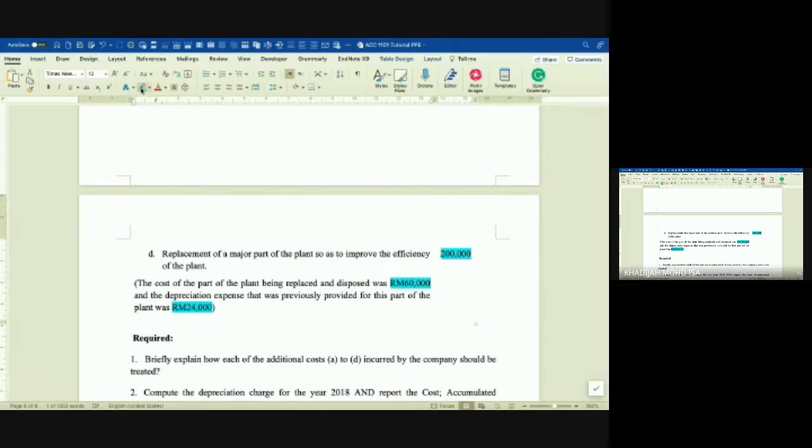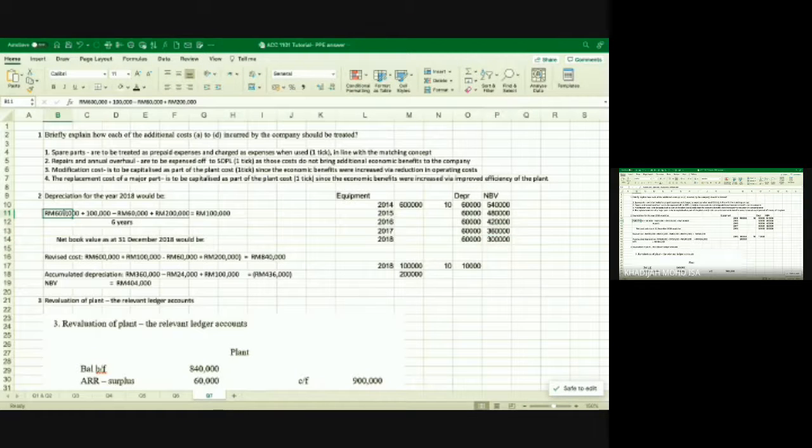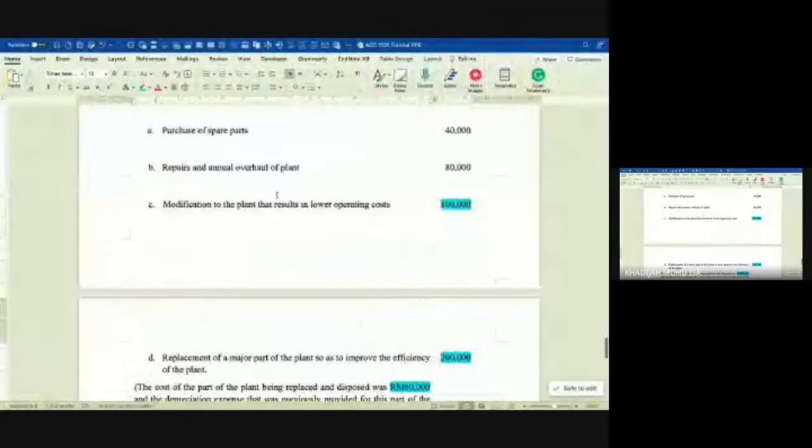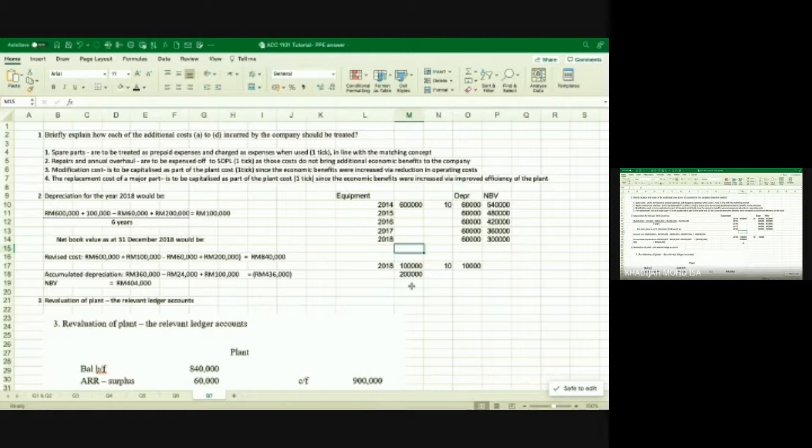Alright, so maknanya sekarang macam ni je. Kalau I lah, buat macam ni je lah. Campur the new cost, 600,000 plus 100,000, the 100,000 ni kan, modification minus disposal of 60,000 plus 200,000, betul lah ni. Lepas tu you ada minus, I tulis lah kat sini senang. Total kat sini from 600 minus 60 plus 100 plus 200, 840,000. Betul tak?